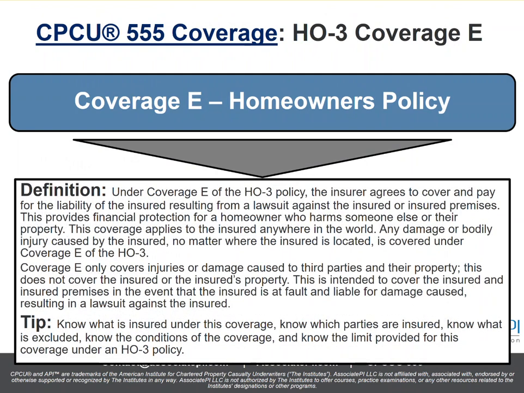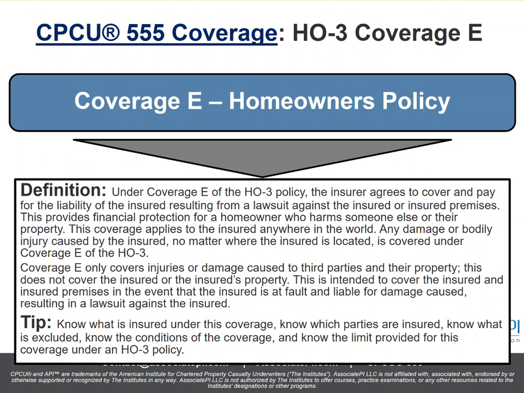Coverage E. Under coverage E, the insurer agrees to cover and pay for the liability of the insured. So essentially, if the insured owns a home and gets sued because somebody is injured on the property, that's covered under coverage E. Again, another important coverage. The homeowner's policy is broken up into property coverages and liability and medical payments coverages, so know the differences there. That's Section 1 versus Section 2. Section 2 includes coverage E, coverage F. Have to know that difference.